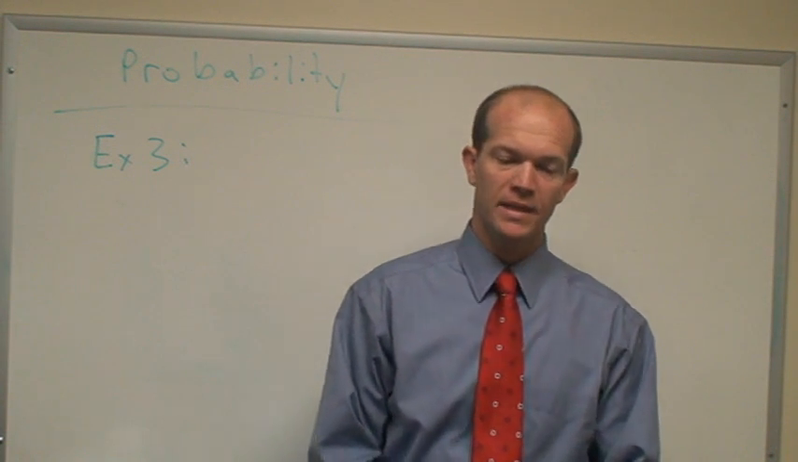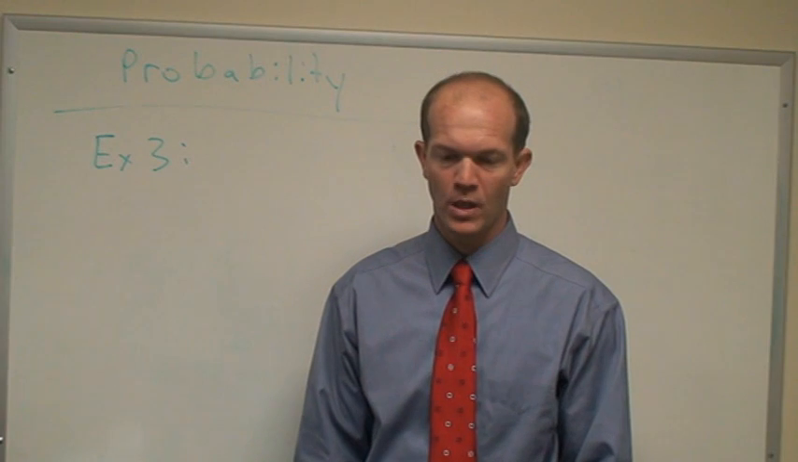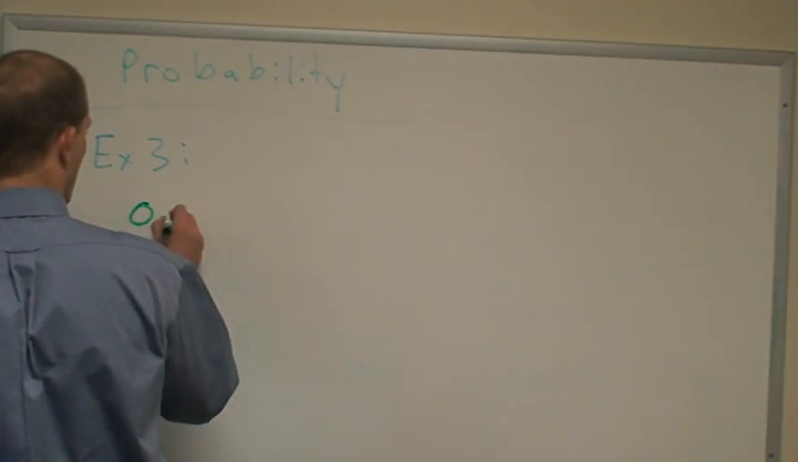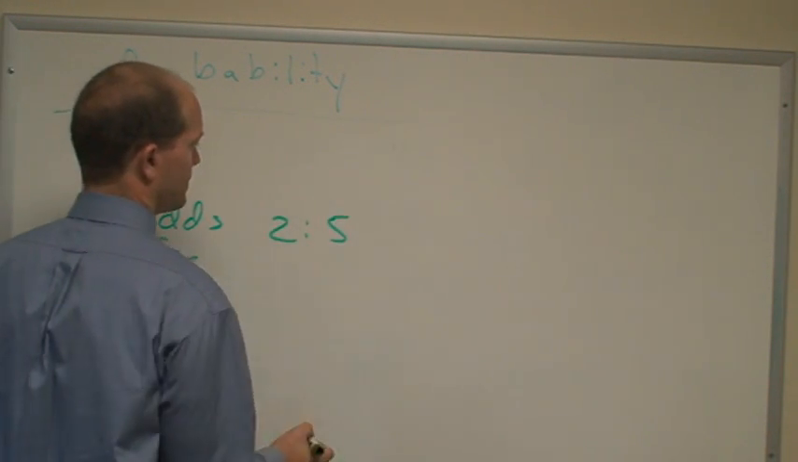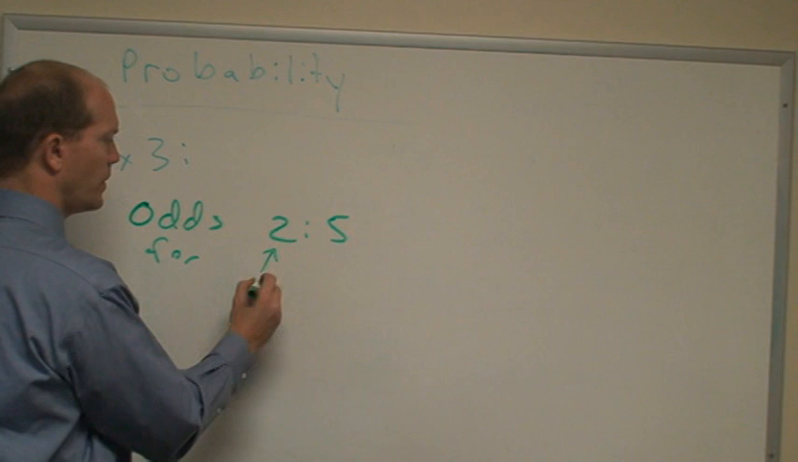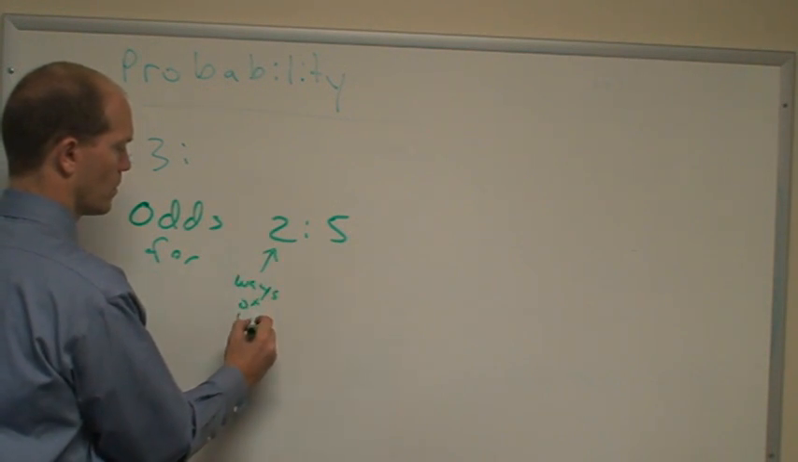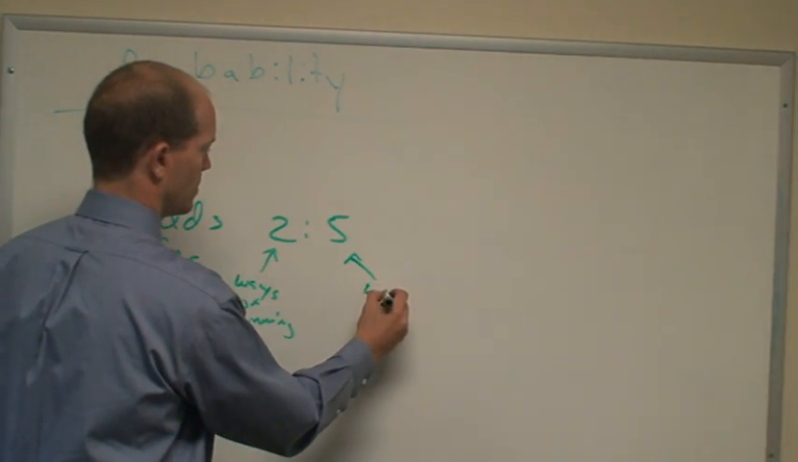Example 3 reads that the odds in favor of a particular horse winning a race are 2 to 5. What's the probability that this horse will win the race? So the odds for are 2 to 5. So what this means is for every 2 ways of winning, we expect there are 5 ways of losing.